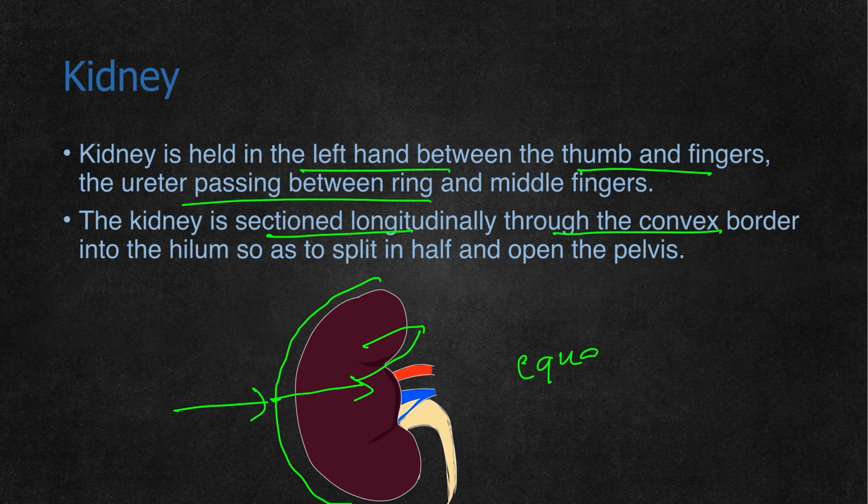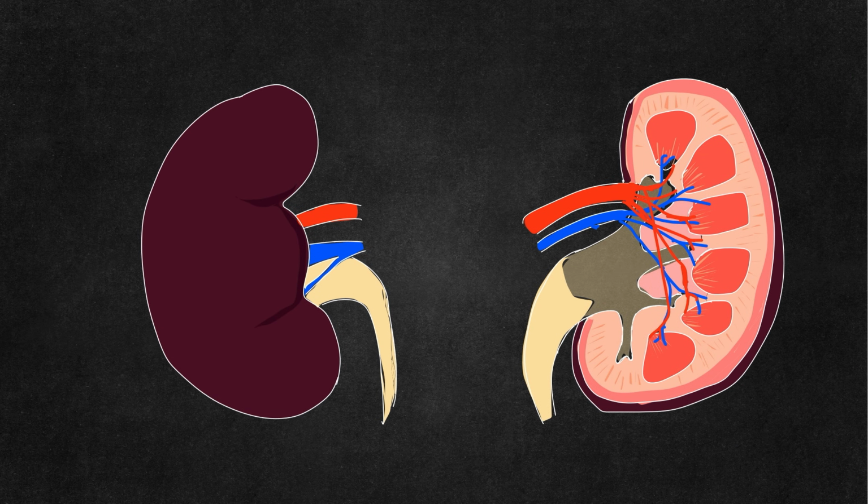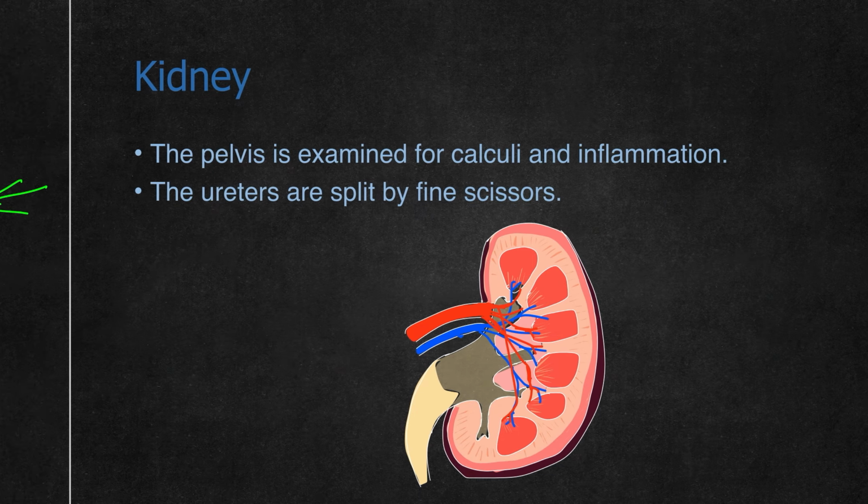So the kidney has to be divided into equal halves. It is dissected from its convex border into the hilum, so as to split it in half and open the pelvis. Once it is dissected, each half of each kidney is examined properly. Once it is cut along its longitudinal axis, it can be examined. Any abnormality present in the medulla and pelvis has to be examined.